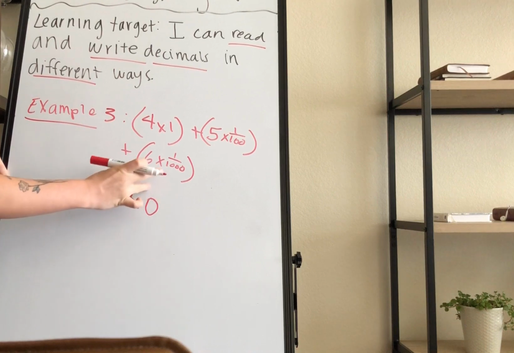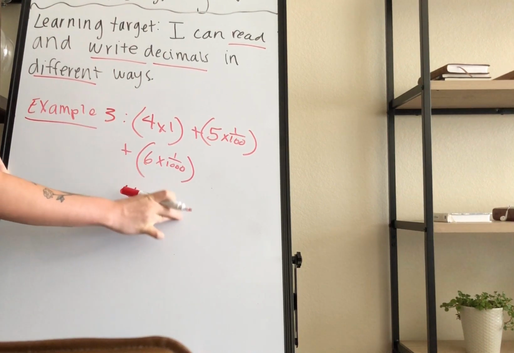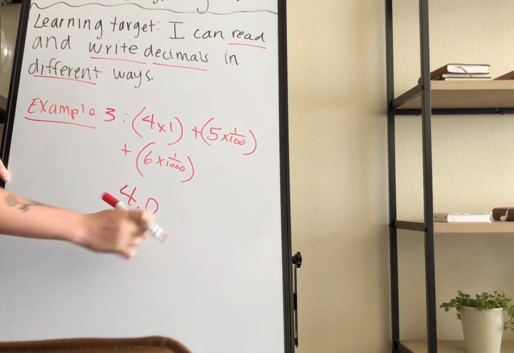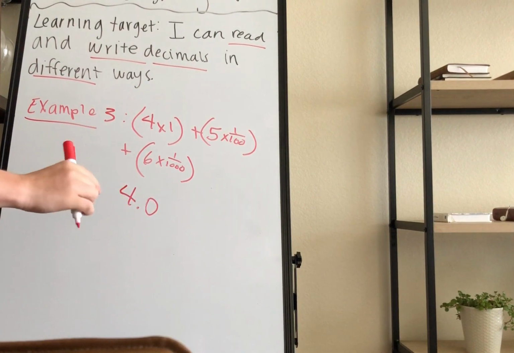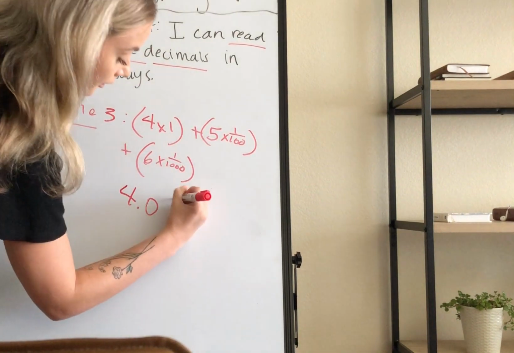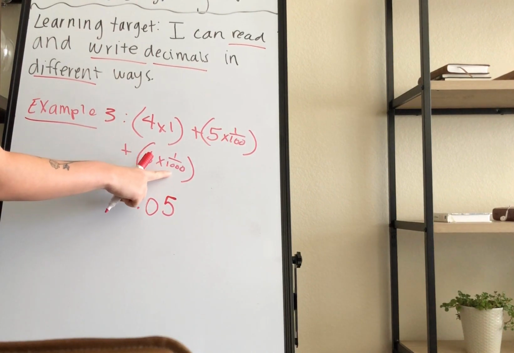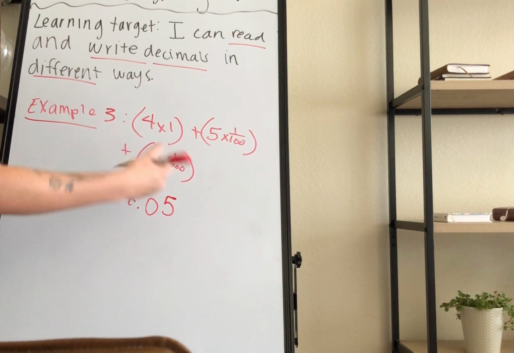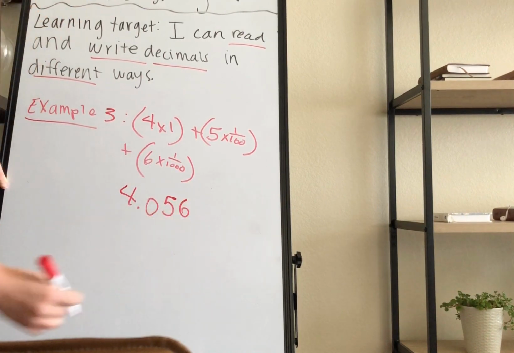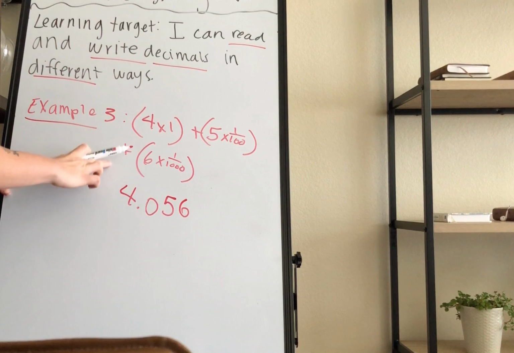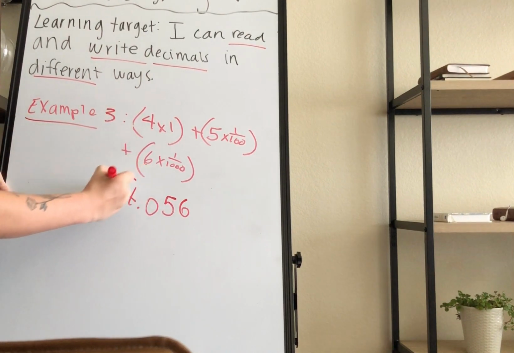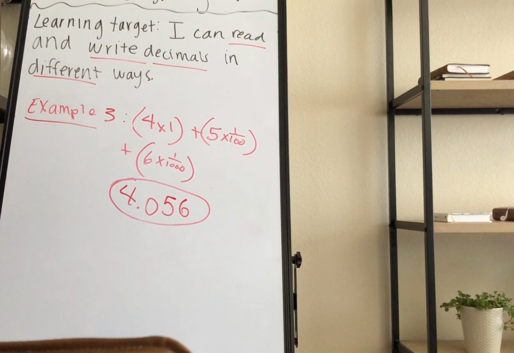We call that the placeholder. Okay, now we have a 5. That'll go in our hundredths place. Next up, 6 times 1 over 1,000. That would be your thousandths place. So we can put our 6 right there. So here are our numbers in expanded form. Here is our decimal in standard form.